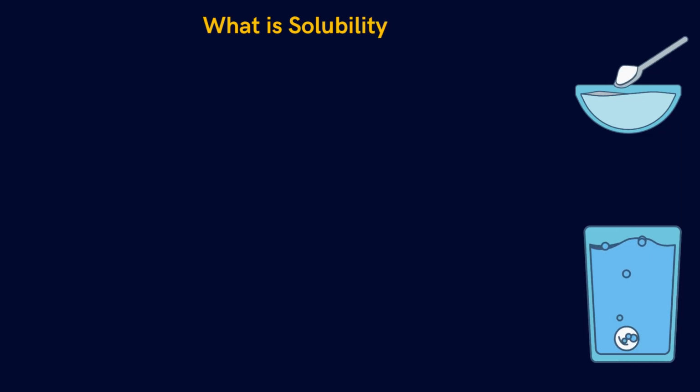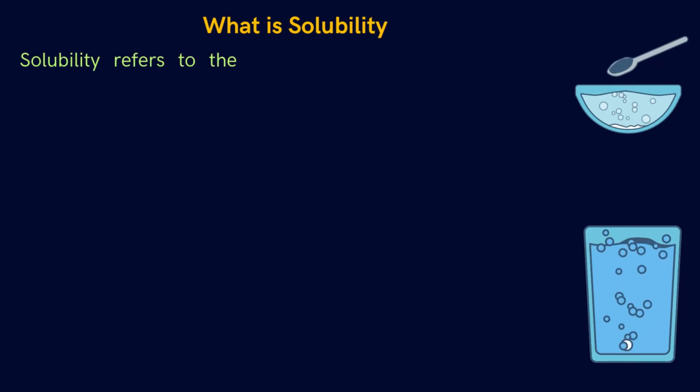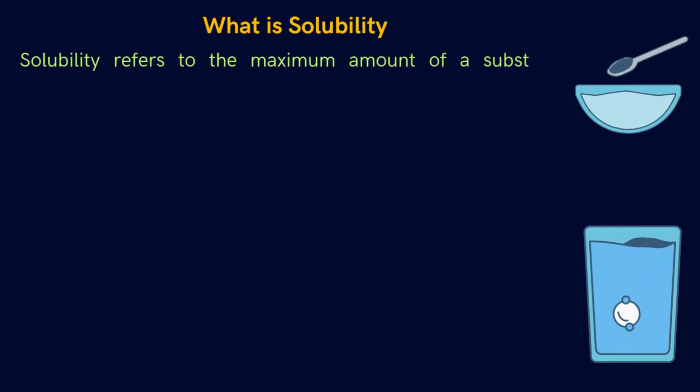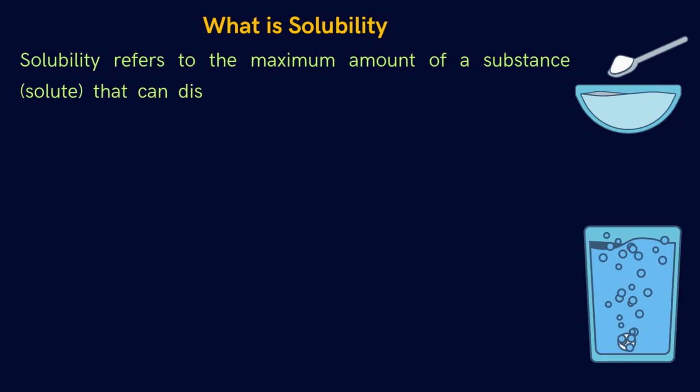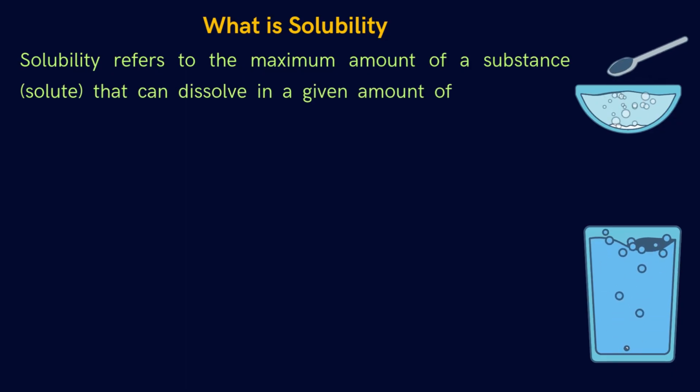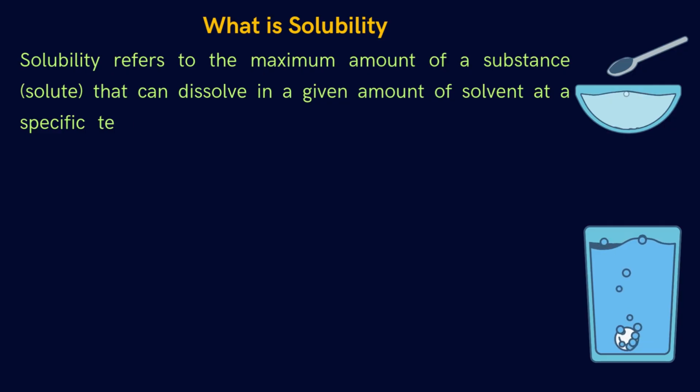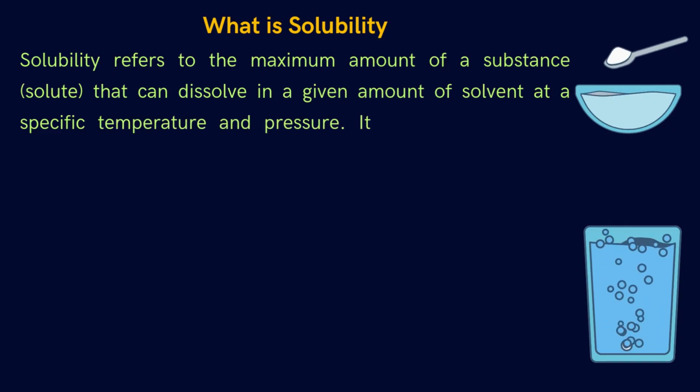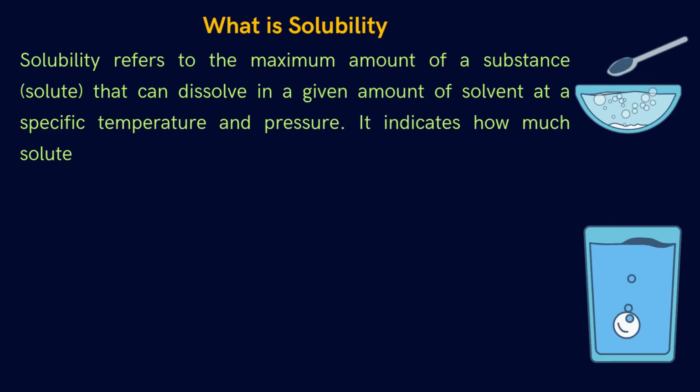Next, here we will see, what is solubility? Solubility refers to the maximum amount of a substance, the solute, that can dissolve in a given amount of solvent at a specific temperature and pressure. It indicates how much solute can form a stable, homogeneous solution.